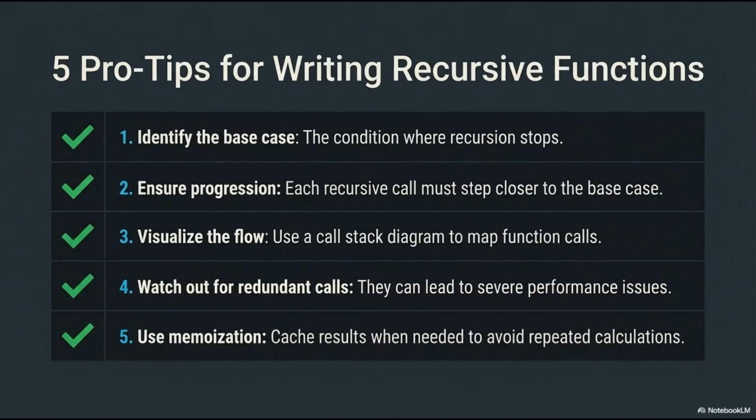3, if you get lost, draw it out. Seriously, visualizing the call stack like we did with the mirrors is the best way to debug. 4, be lazy. Watch out for solving the same exact problem over and over again. This can make your code incredibly slow. And that leads to number 5, memoization. It's a fancy word, but all it means is saving the results you've already calculated so you don't have to do the work twice. It's like writing the answer on a sticky note.